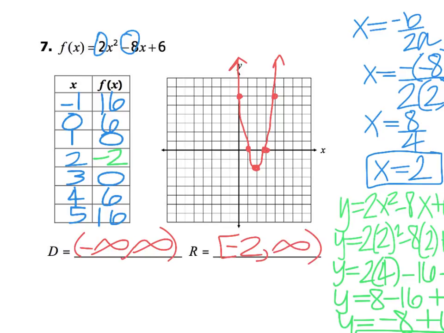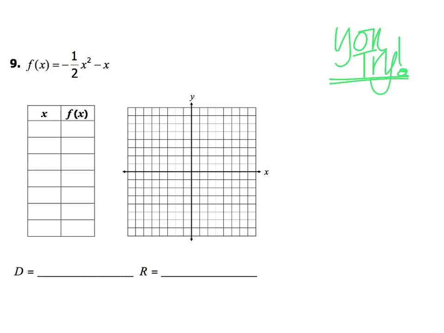If you have any questions, call me over so I can help you. Otherwise, let's move on to our final example. All right, I want you guys to try number 9 on your own. Find your axis of symmetry and vertex, fill in your table, graph it, and identify the domain and range. When you come back, I'll have the answer written on your screen and we'll go through it together.